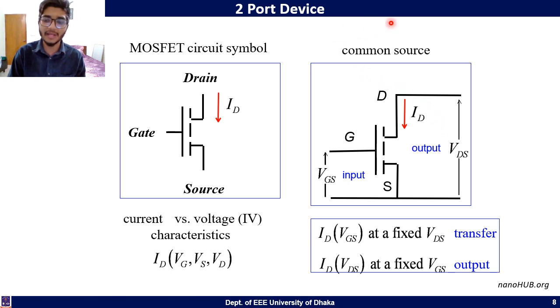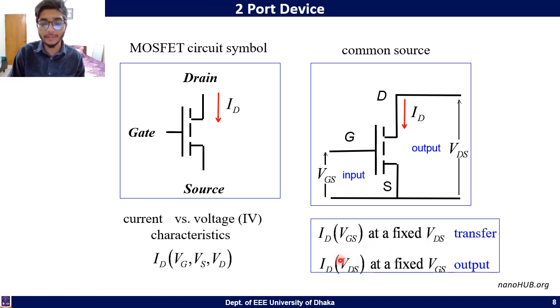Let's assume the common source terminals, where the source is common to the input terminal and the output terminal. So we can say that the gate-source voltage is the input voltage of this MOSFET, and the drain-source voltage is the output voltage of this MOSFET. The characteristics curve of a MOSFET can be plotted in numerous ways. For example, if we plot drain current as a function of input voltage while keeping the output voltage constant, we can call it a transfer characteristics curve.